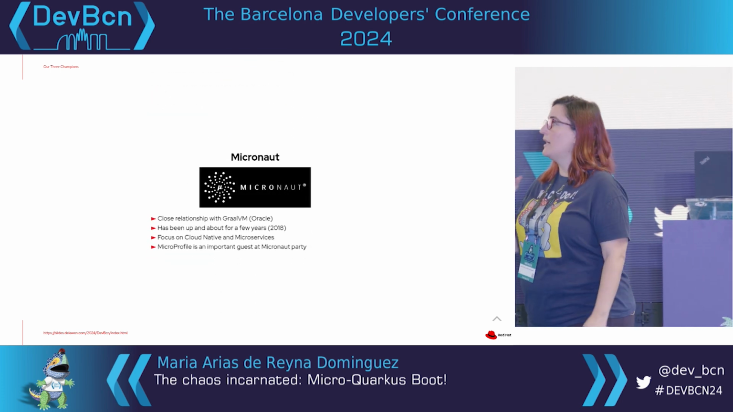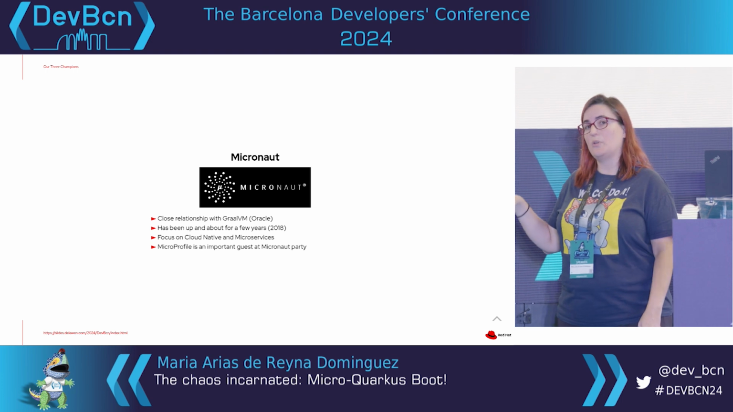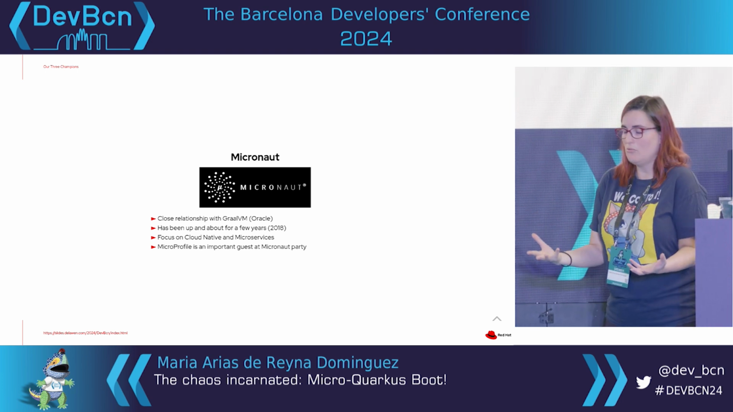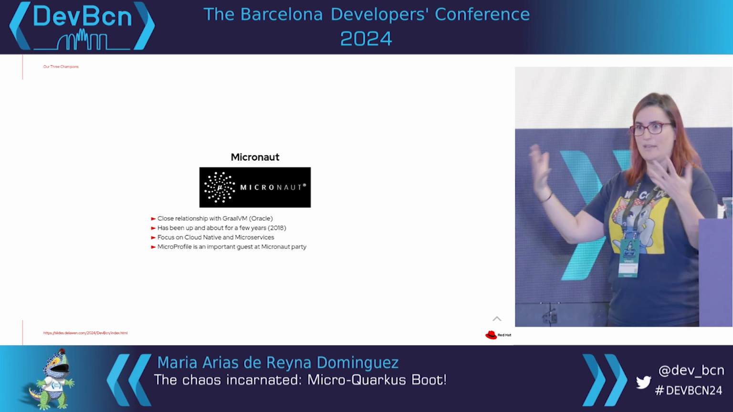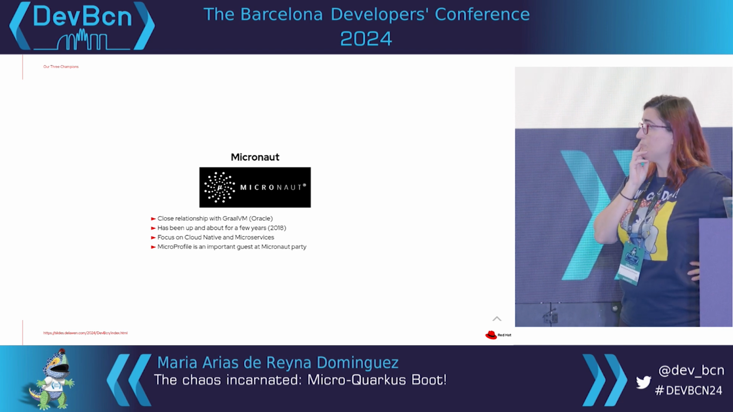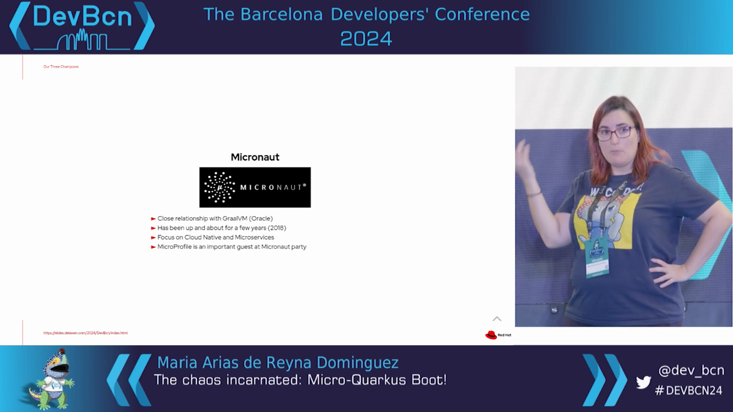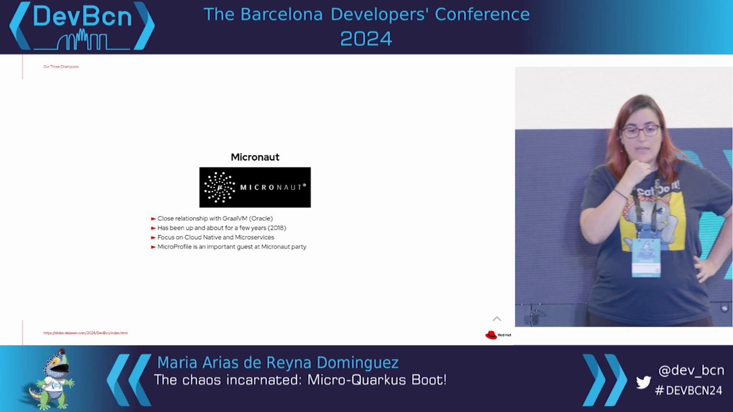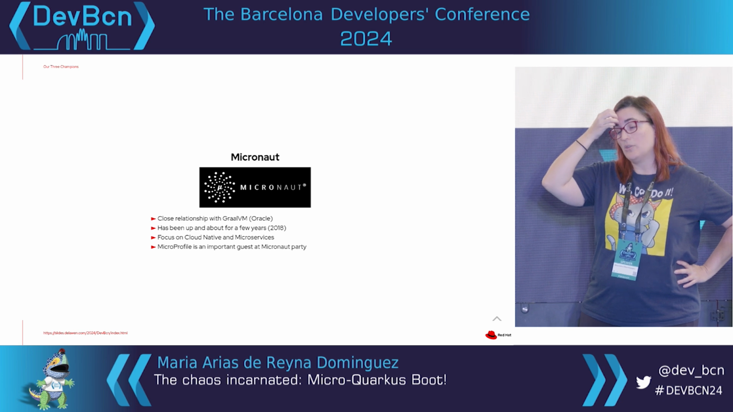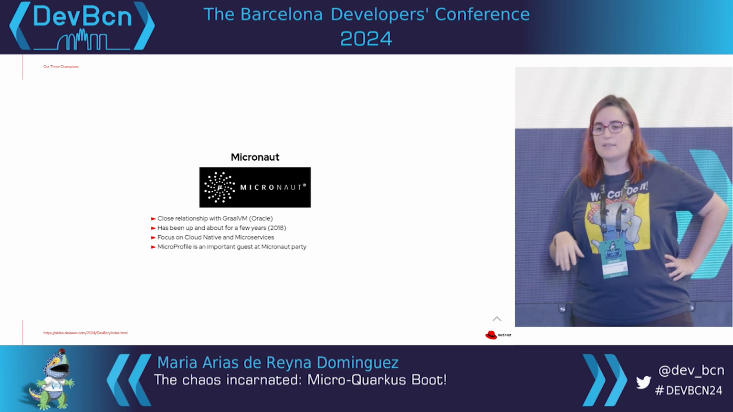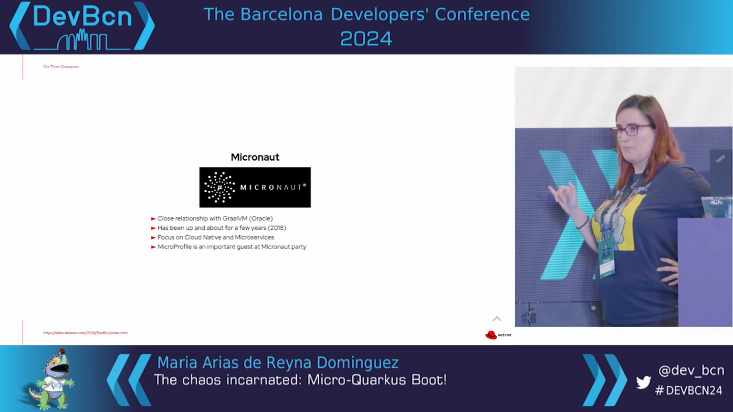The second framework I used was Micronaut. Why? Because, well, it has a close relationship with GraalVM and Oracle. And as you should know, Oracle is the company that owns the Java trademark, that is the biggest player in Java development. And it has been in the market for a few years already. People are already using it for production. It has a strong focus, as all the libraries and frameworks that are very recent, on cloud native, microservices, Kubernetes, etc. And I would say MicroProfile is an important guest at the Micronaut party.